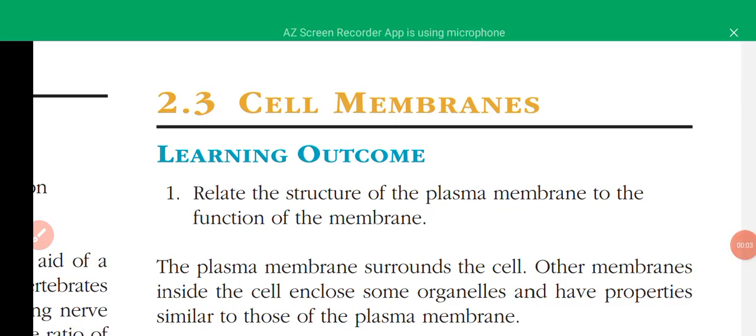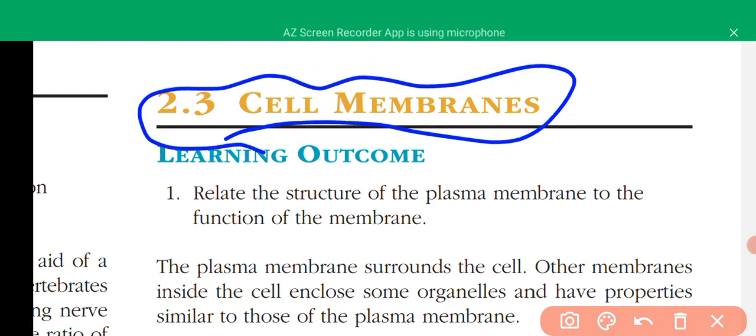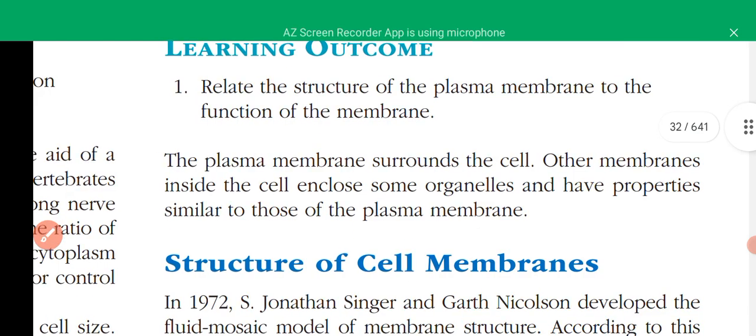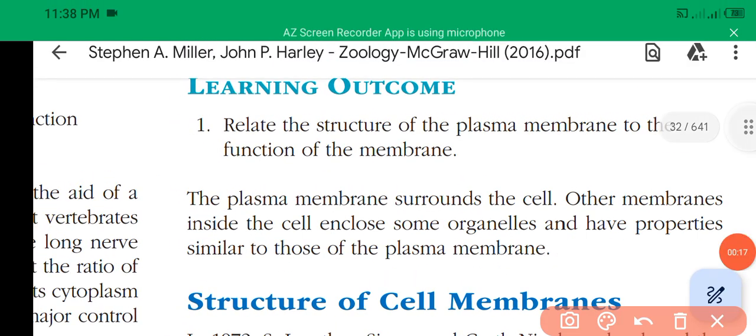In these lectures, we will study different components of the cells in more detail. In this tutorial, we are going to discuss the cell membrane in detail. What is the cell membrane? The cell membrane is the outermost boundary of the cells. We have already talked about it, and its function as the boundary of the cells.